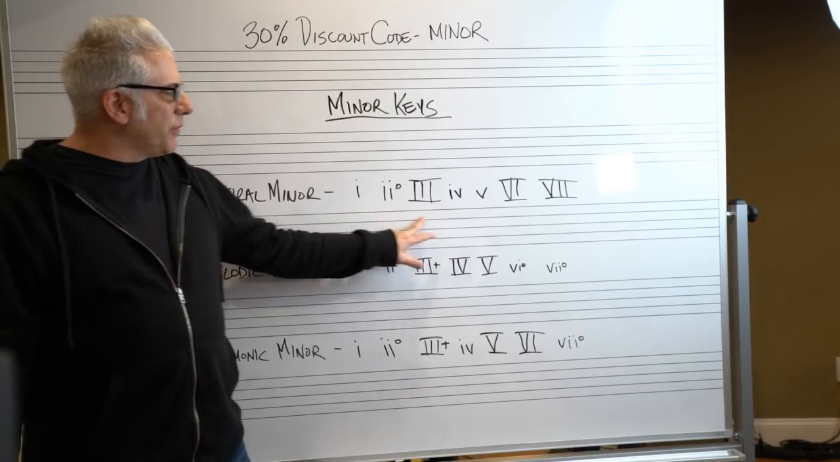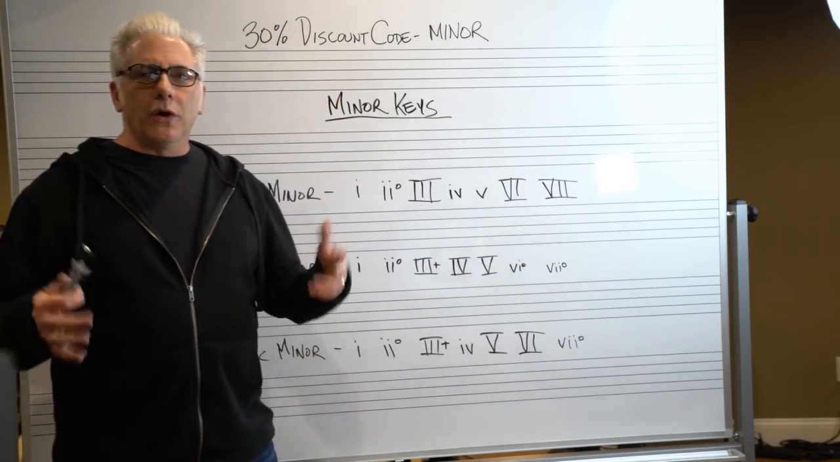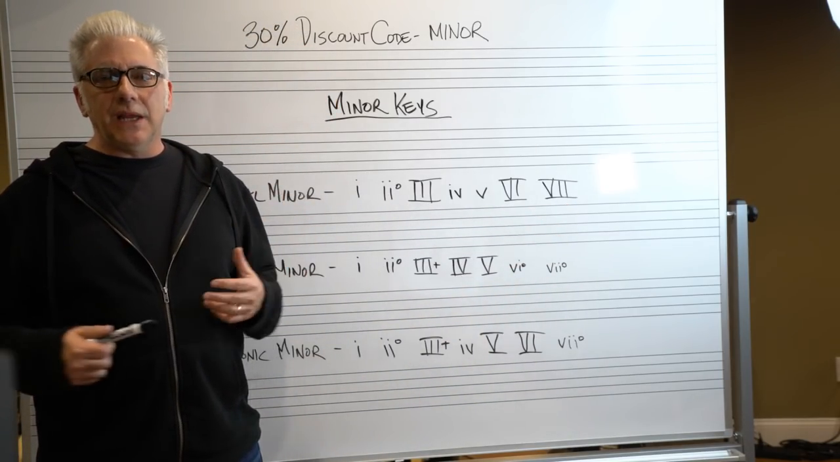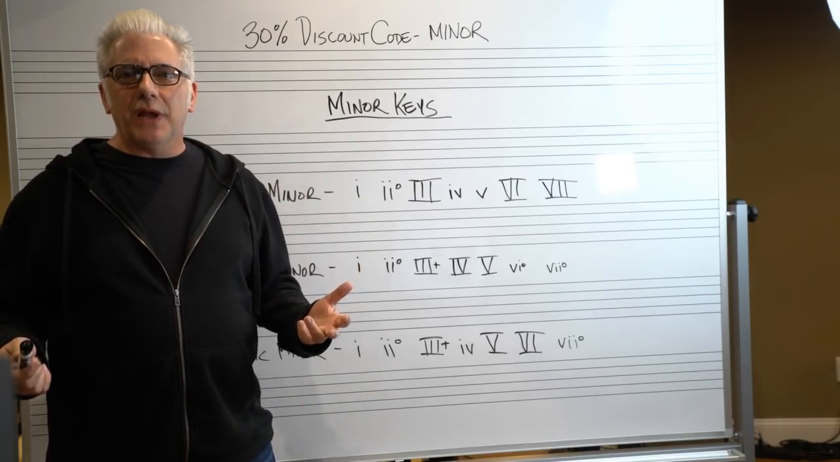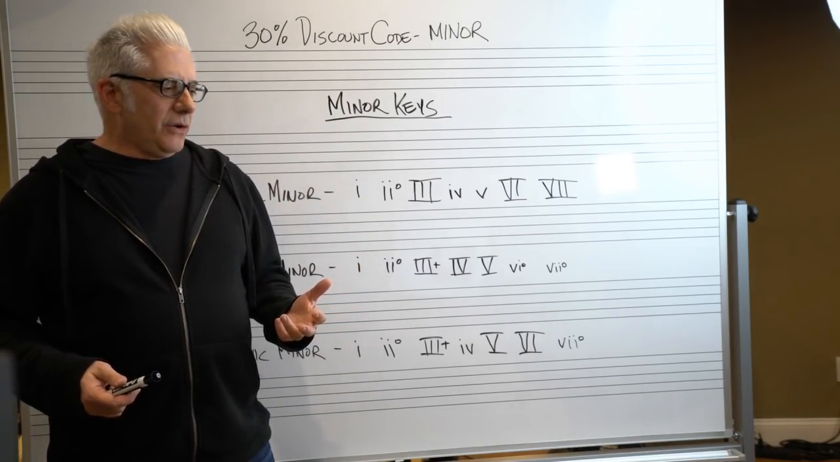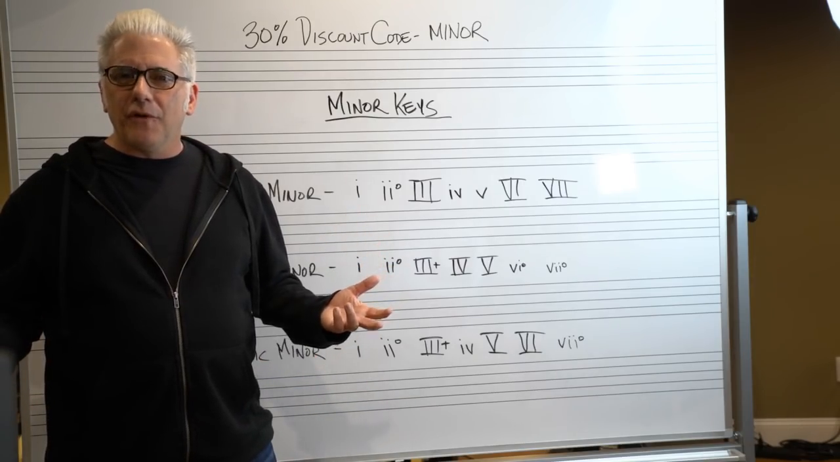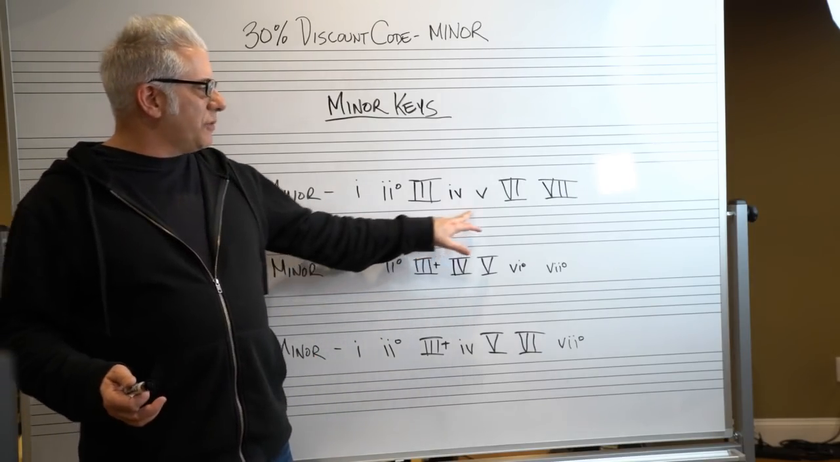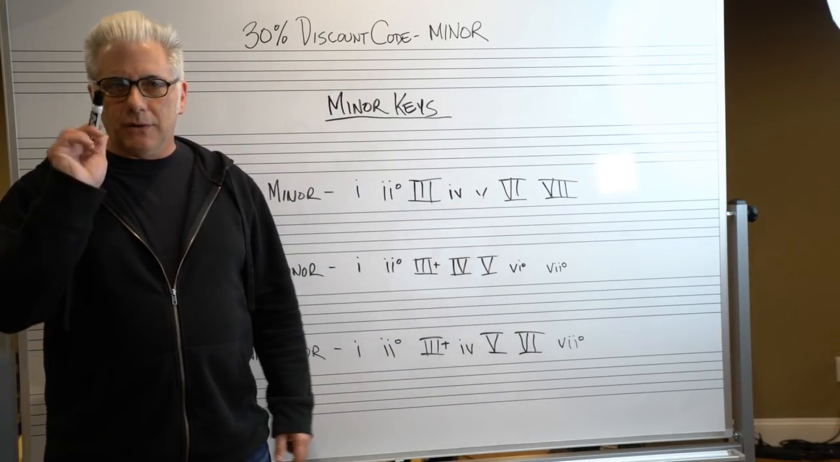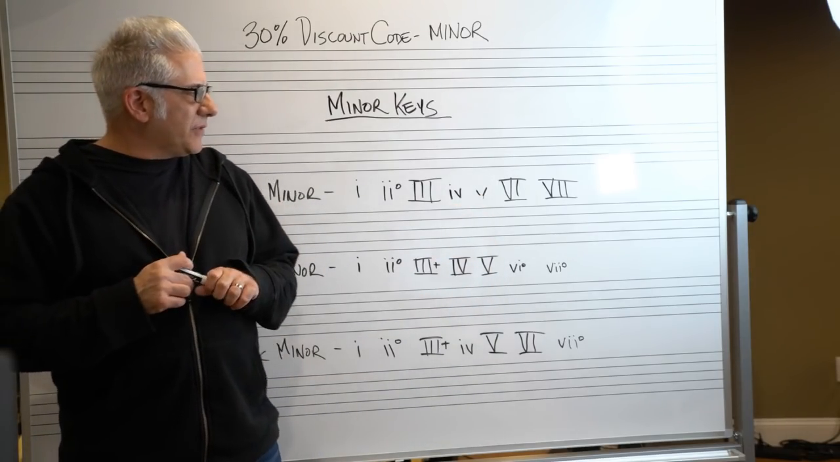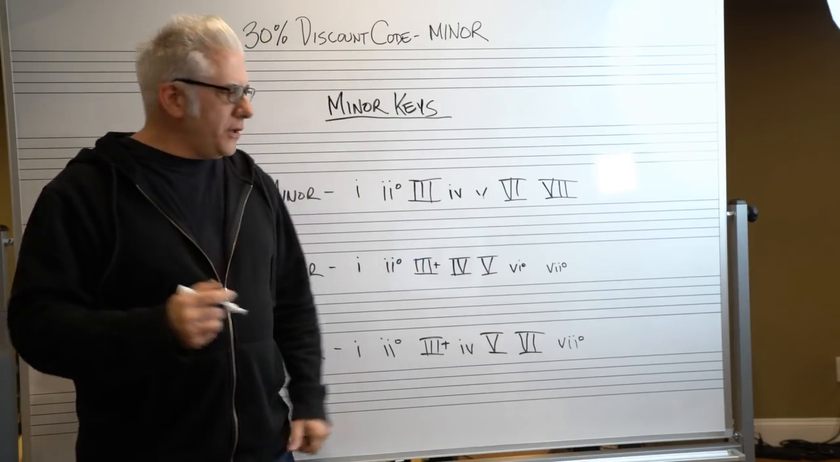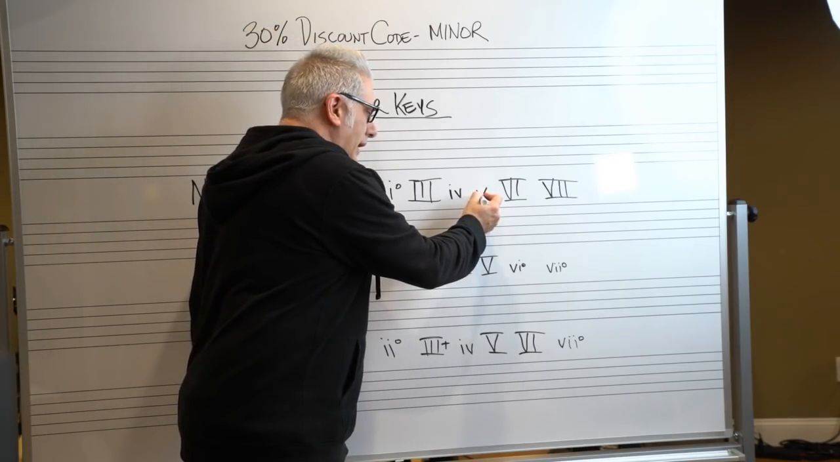Now, the Roman numerals here tell you what chords are in that particular key. If you're jamming over a minor thing and you have the 5 chord as a major chord or a dominant chord, you're like, where does that come from? Because in a regular natural minor key, the 5 chord's actually minor. So we're going to talk about this. I'm going to show you what notes and chords are in these keys.